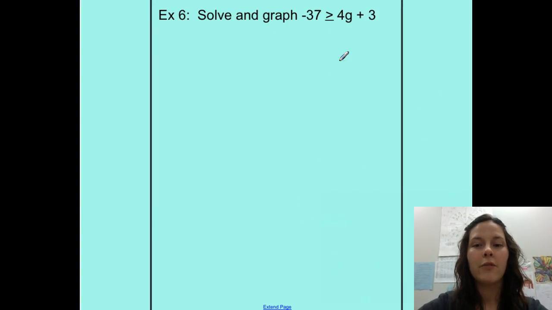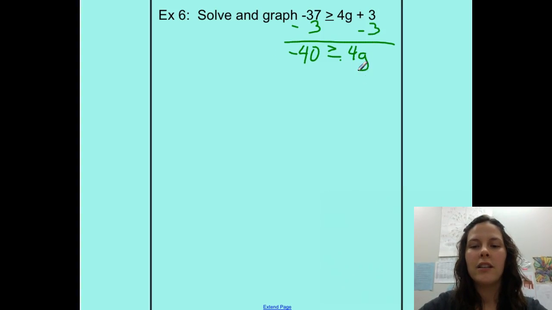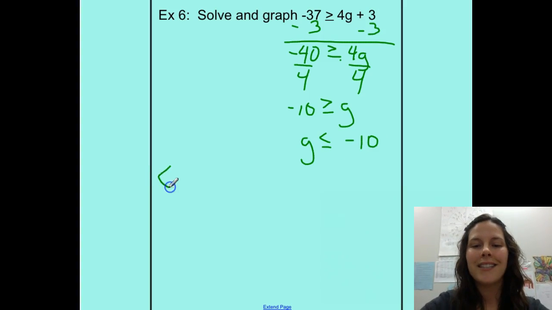Last example, solving for g this time. I'm going to subtract 3 from both sides. -37 minus 3 is -40, greater than or equal to 4g. This time I'm dividing by a positive 4, so I do not flip the inequality symbol. -10 is greater than or equal to g. Flipping this around so that I can graph it, and flipping that inequality symbol as well, I have g is less than or equal to -10.